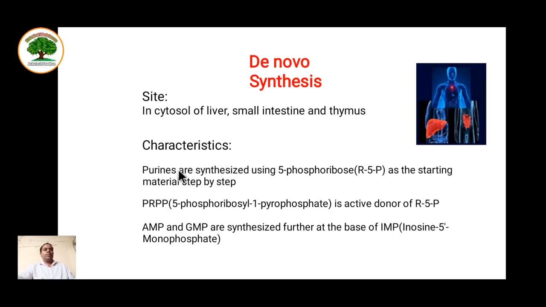The characteristics: purines are synthesized using ribose 5-phosphate as the starting material, step by step. This ribose 5-phosphate we get from the HMP shunt pathway, or hexose monophosphate shunt, or pentose phosphate pathway. Here PRPP is the active donor of ribose 5-phosphate. So for the ribose 5-phosphate we require PRPP. AMP and GMP are synthesized further from inosinate monophosphate. So this inosinate monophosphate is the common intermediate for AMP and GMP formation that we are going to see in detail.